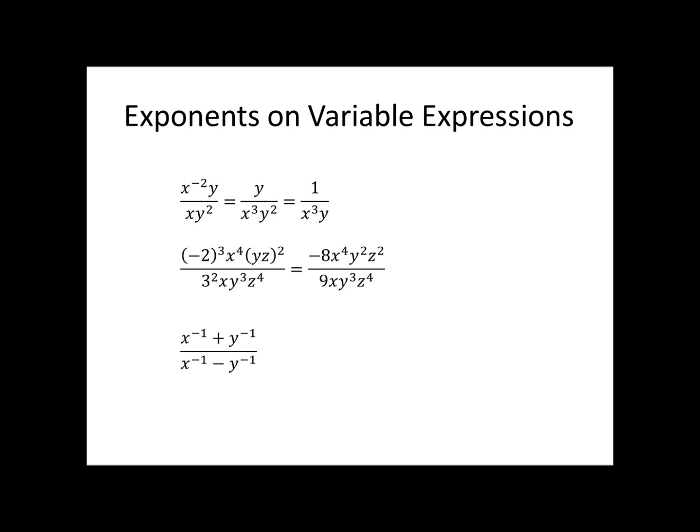So x to the 4th on top, x on bottom, I can do some canceling. Y squared on top, y cubed on bottom, I can do some canceling. Z squared on top, z to the 4th on bottom, I can do some canceling. My final answer is negative 8x cubed on top, 9yz squared on bottom.